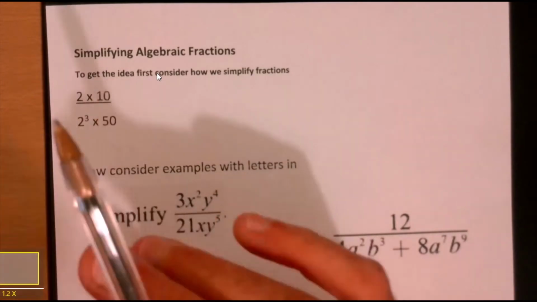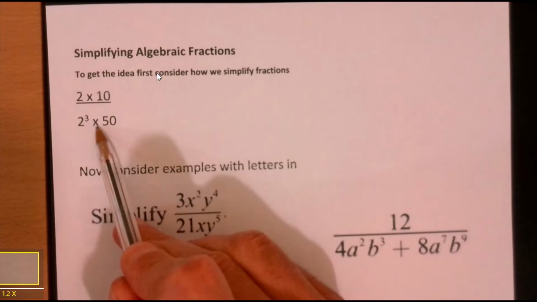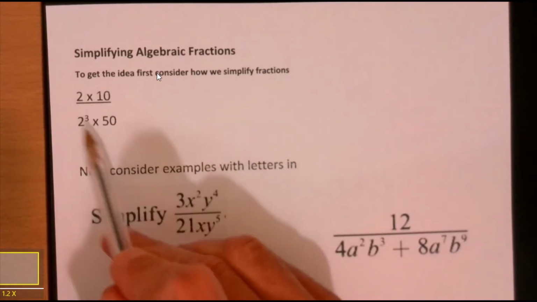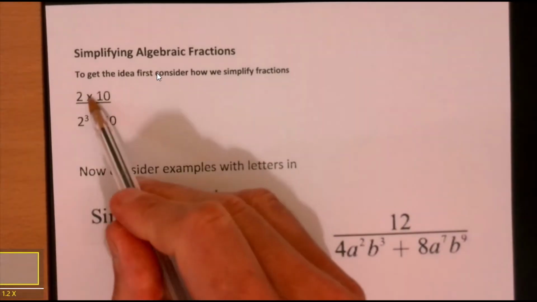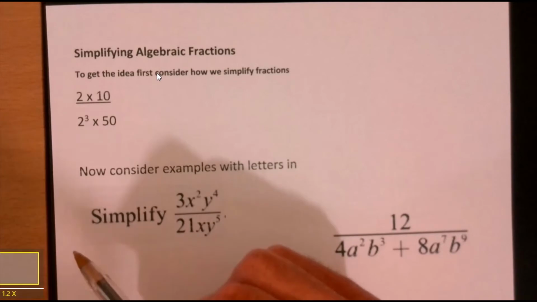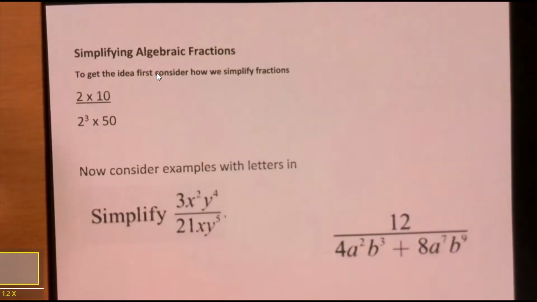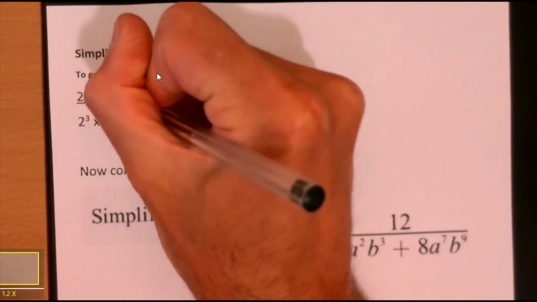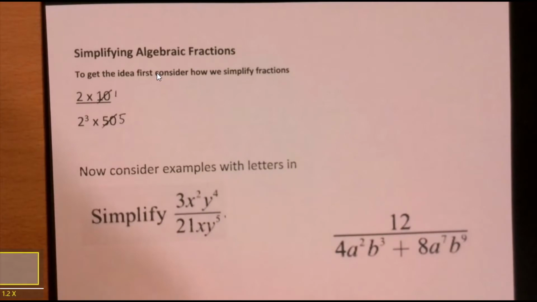Now, this is easier because everything's multiplied, all right? If we had an add here, it's yucky, it doesn't work so nicely. But because everything's multiplied, it's not so bad. So let's have a look at things that we can do. If I had 10 over 50, I would rewrite that as 1 over 5. I would simplify it to 1/5.